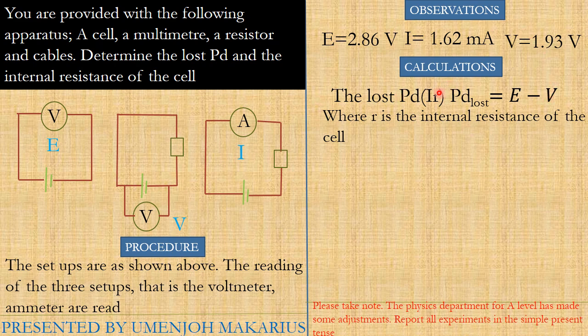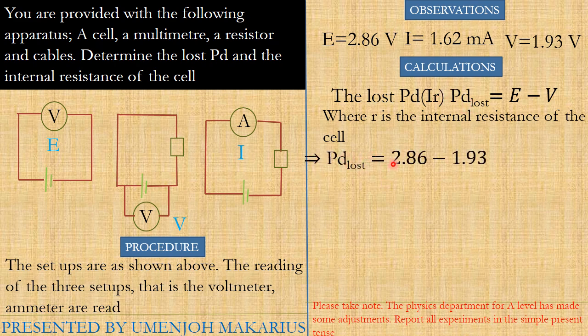Everything here has been defined except small r, because you know that I is gotten from the ammeter, right? Then E, that's the capital E, is gotten from here. V as well is gotten. Good. Then I've written here the loss PD, comma, we have PD lost. So it has been defined. Everything has been defined now.